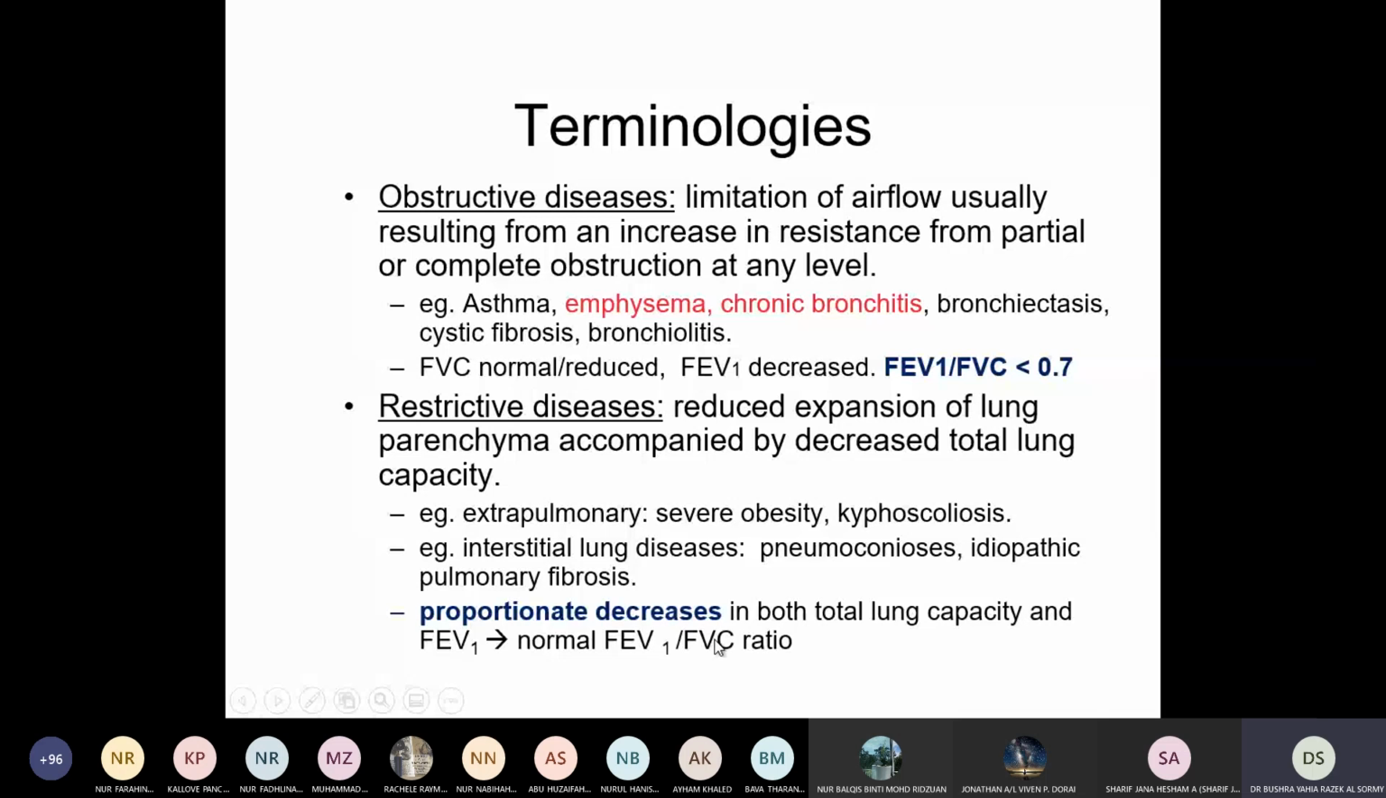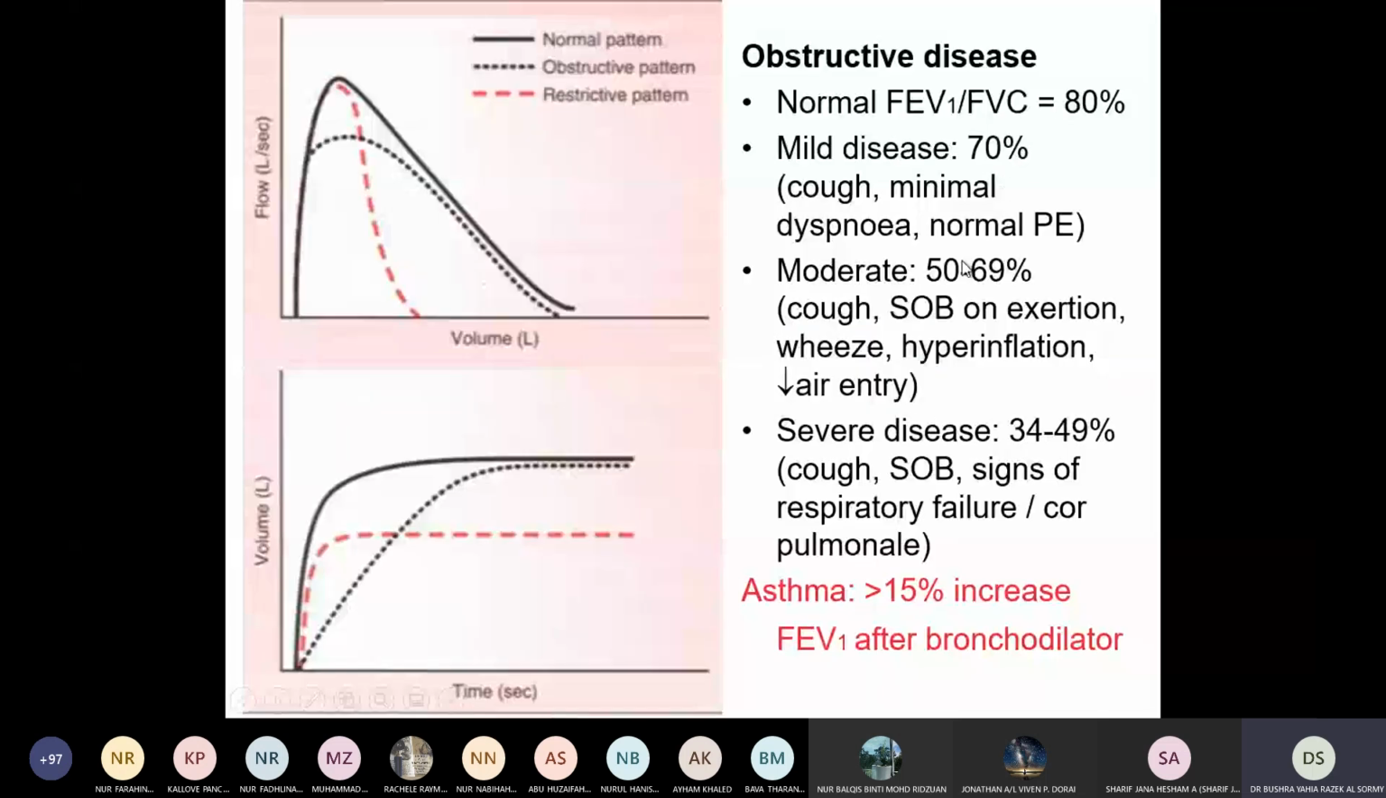Okay. So in obstructive lung disease, normal FEV1 to FVC is usually 80%, mild is 70. In this case the patient usually has cough, minimal dyspnea. Okay, moderate 50 to 69%. So patients usually have cough and shortness of breath on exertion and wheezing, hyperinflation, decreased air entry. Severe case when this ratio is decreased to 34 to 49%. So the patient usually has cough, shortness of breath, signs of respiratory failure, and cor pulmonale.